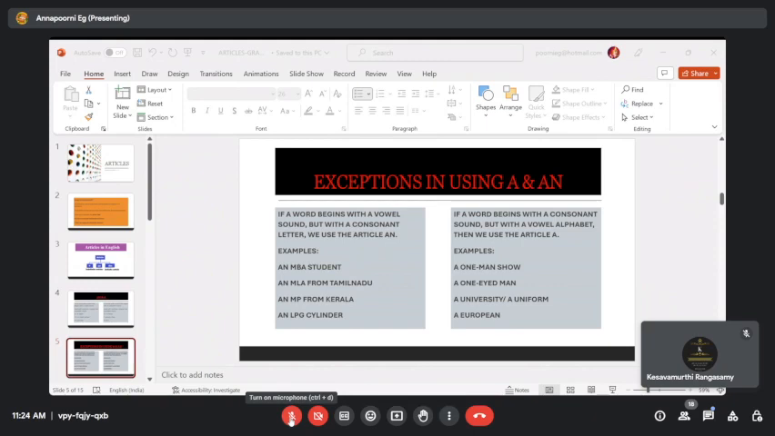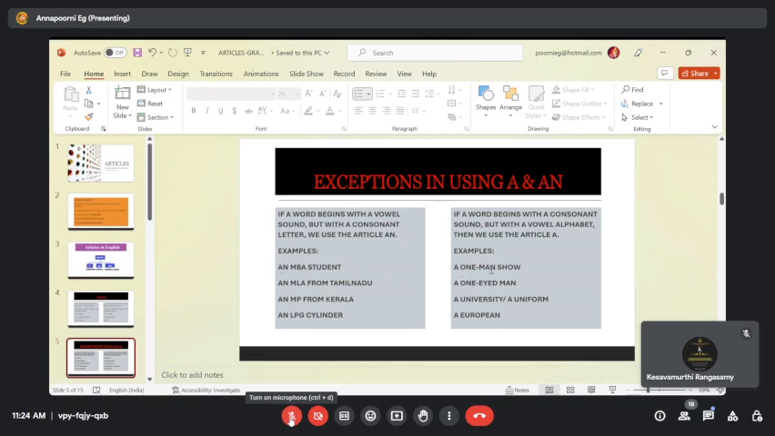Most people make this mistake even in competitive examinations. Even in examinations like TNPSC or Kerala PSC or all the public government examinations, many people are committing this mistake. So, students, please be aware of that.